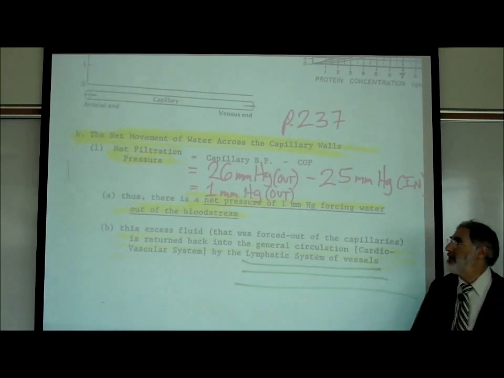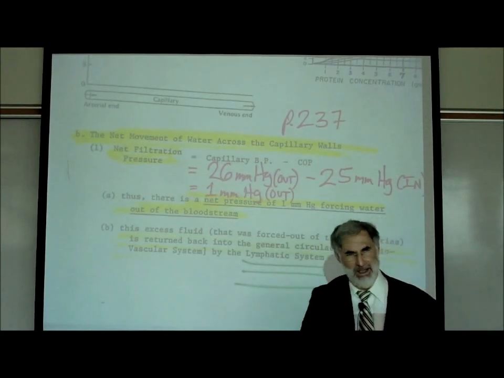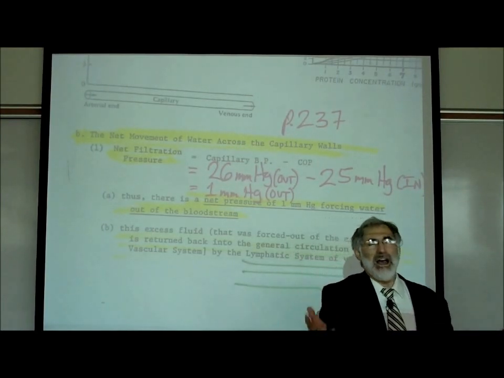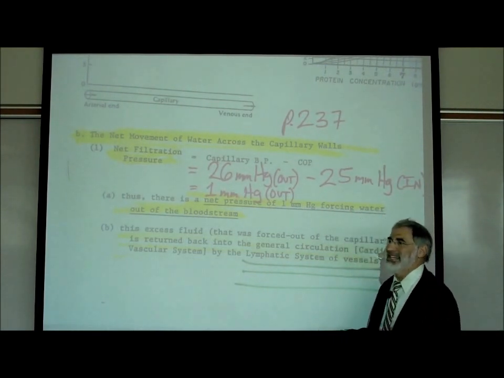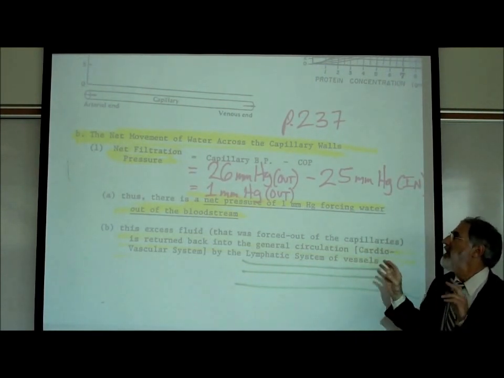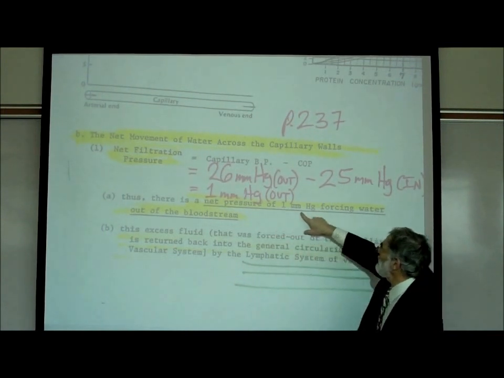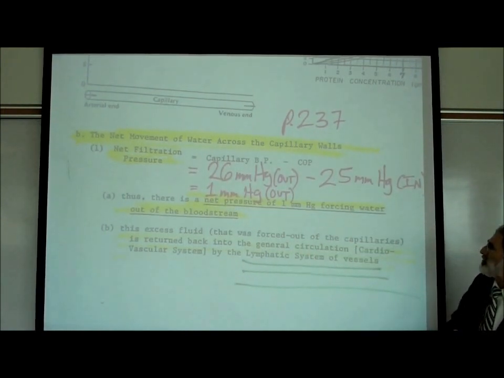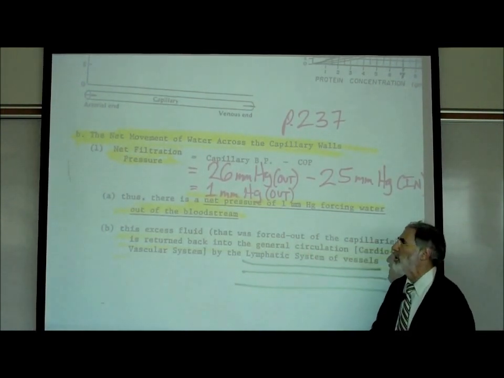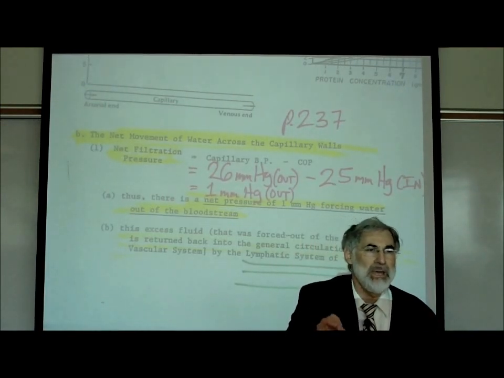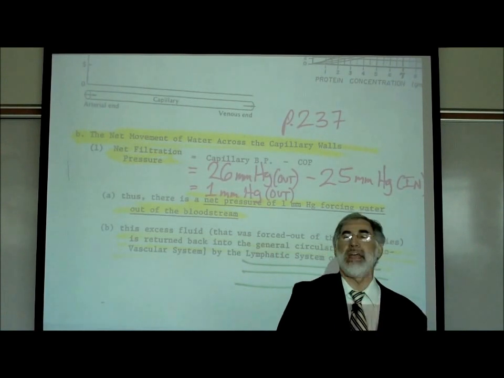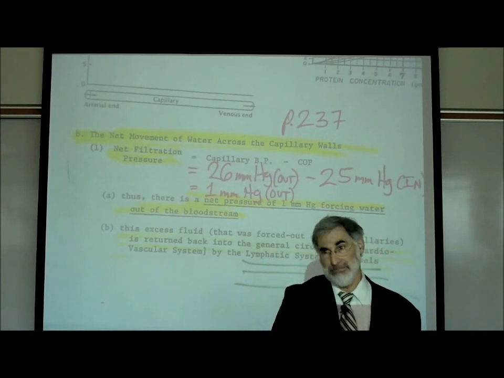Now at this point you should be basically thinking, give me a break. We're talking about 1 crummy millimeter of mercury pressure difference. Do we need to even talk about this? What this is saying, and we even wrote it right here, is there's a net pressure of 1 millimeter of mercury forcing more water out of the bloodstream than going in. That means every single minute of the day, more water is going out of your bloodstream than going back in.